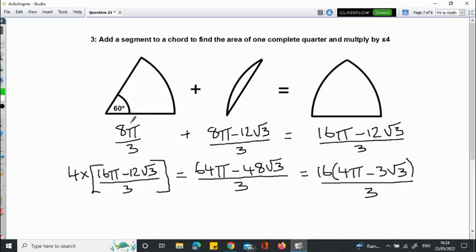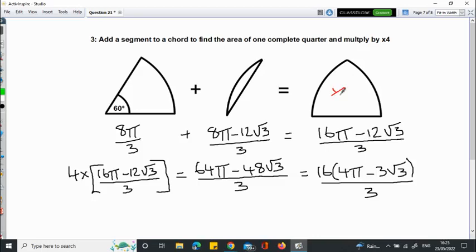Again, we'll just add them, so the answer to this was 8 pi over 3. The answer to this, as we just worked out, was 8 pi minus 12 times root 3 over 3. This is a simple addition because the denominators are already the same. So 8 pi plus 8 pi is 16 pi minus 12 times root 3 over 3. That bit, not too bad.